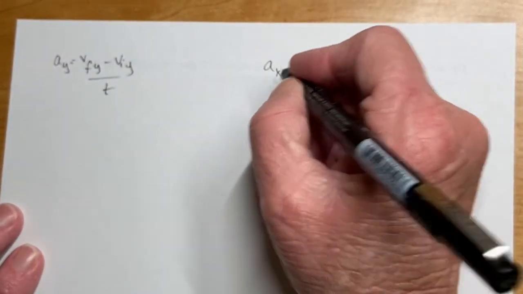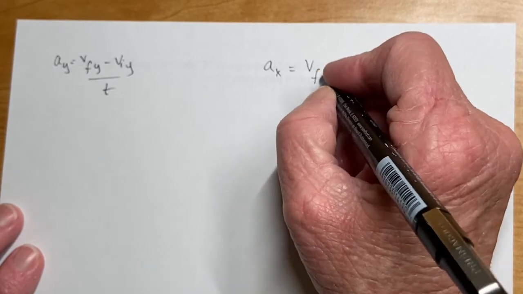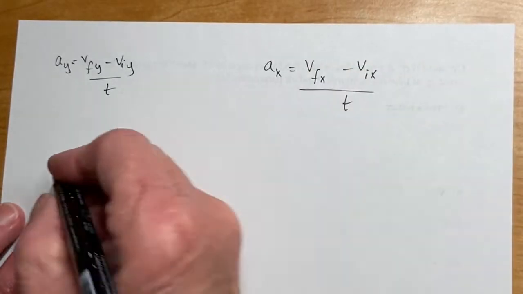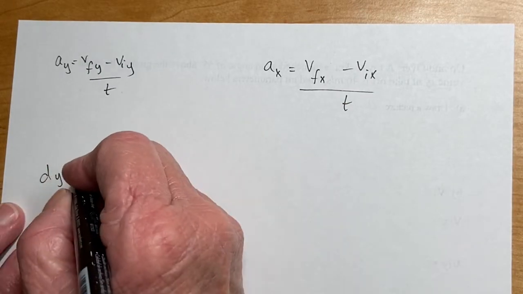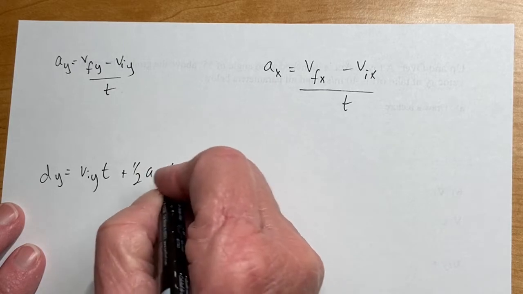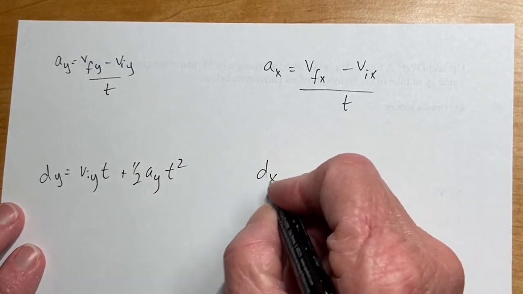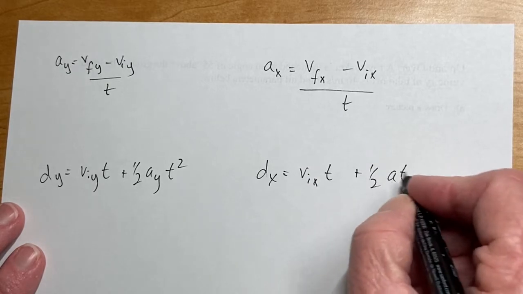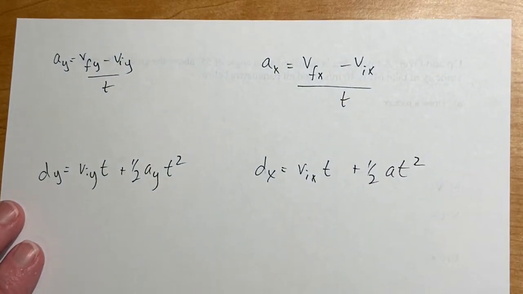We have AX equals VFX minus VIX over T. We have dy equals VIYT plus 1/2 AYT squared, and dx equals VIXT plus 1/2 AT squared. Same formulas, I just put x's and y's.